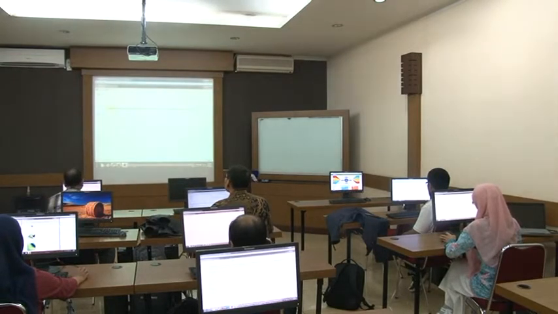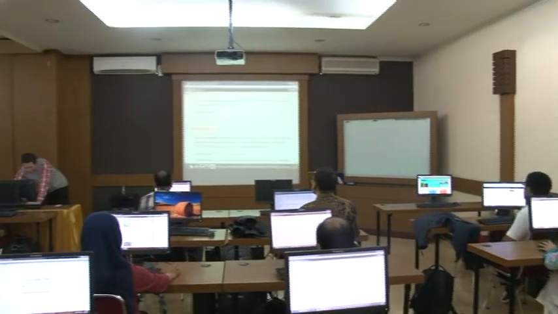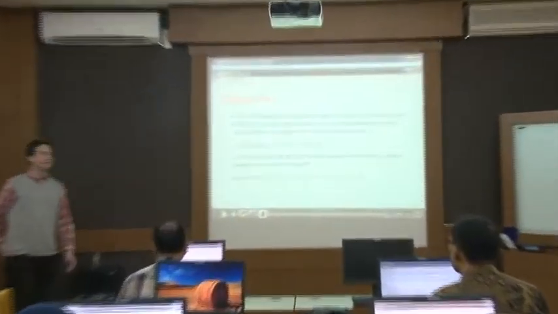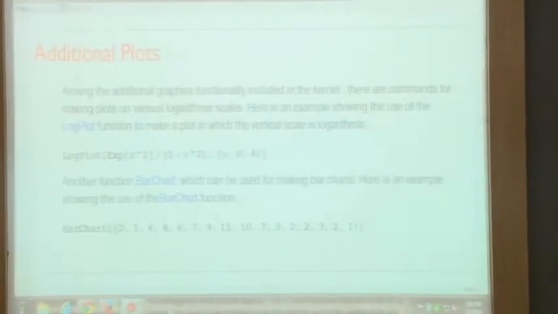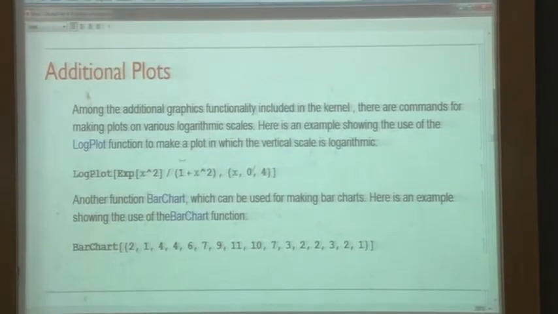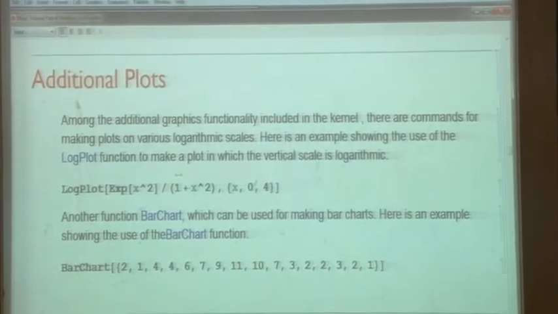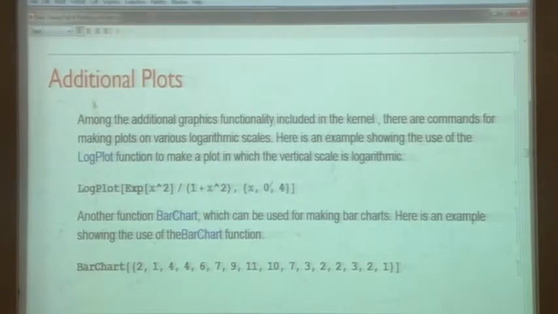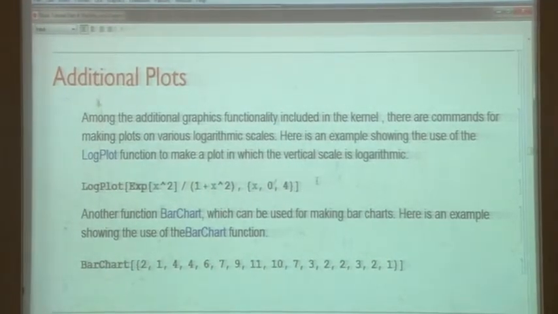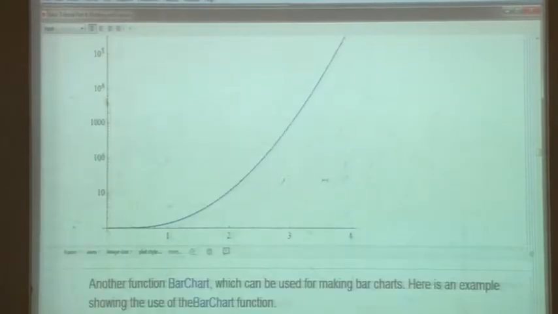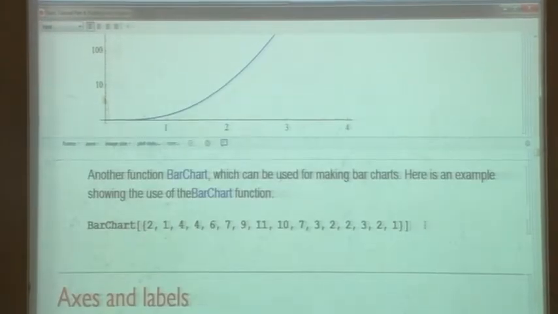So let's talk in more detail about other additional plots. You can have LogPlot when you need the y scale to be a logarithmic scale. You can also have bar charts. So here's an example of LogPlot. The vertical scale can be logarithmic. And you can also have BarChart.